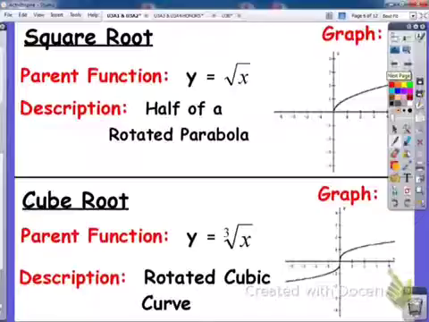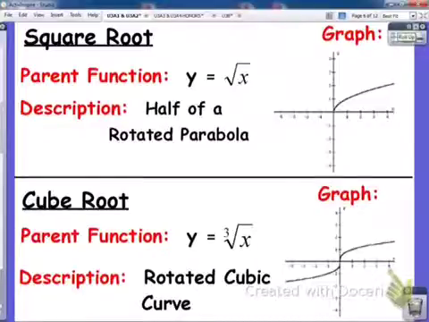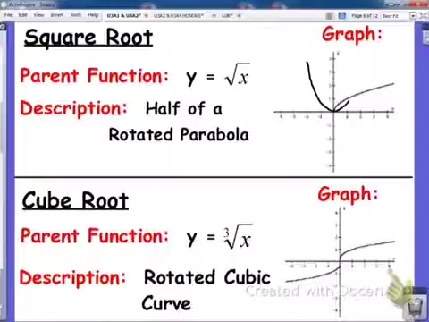Square root functions. Think of a parabola, like x squared. X squared does this. Think about rotating it 90 degrees clockwise, and then cutting off the bottom half. It's not exactly that, but it's that idea.